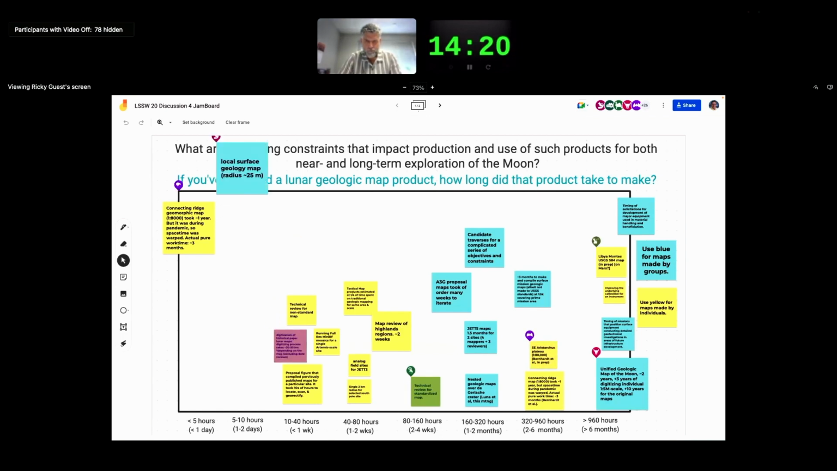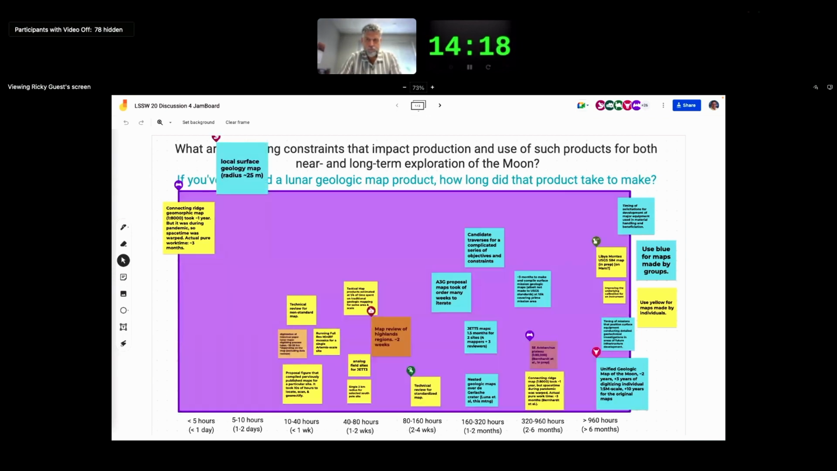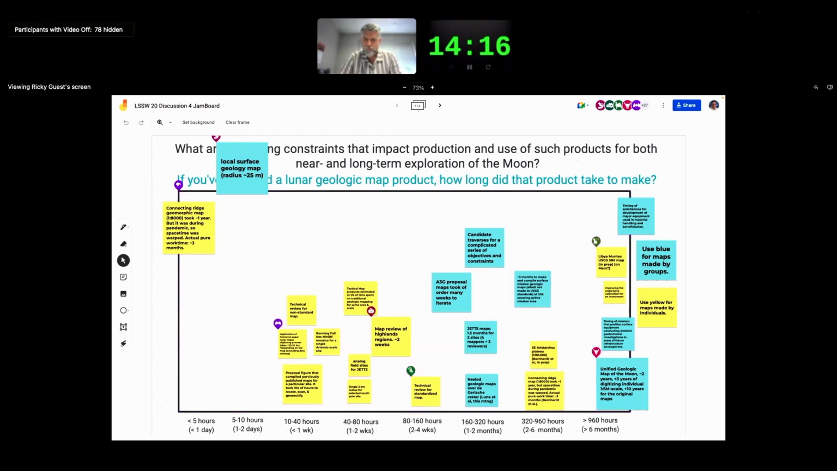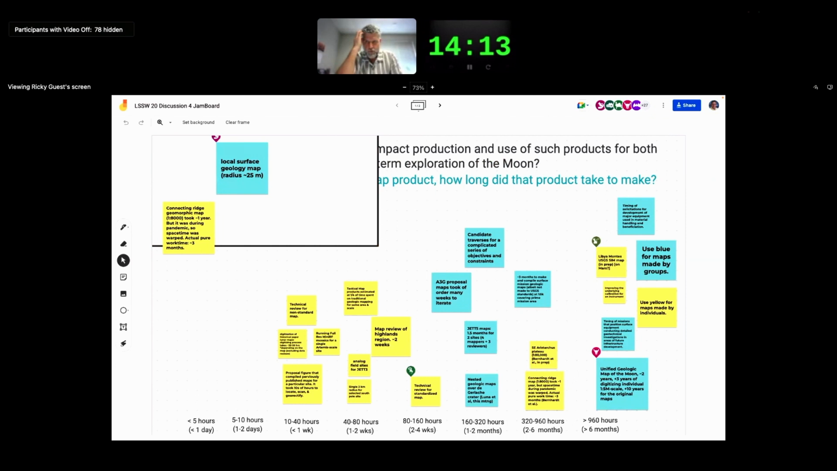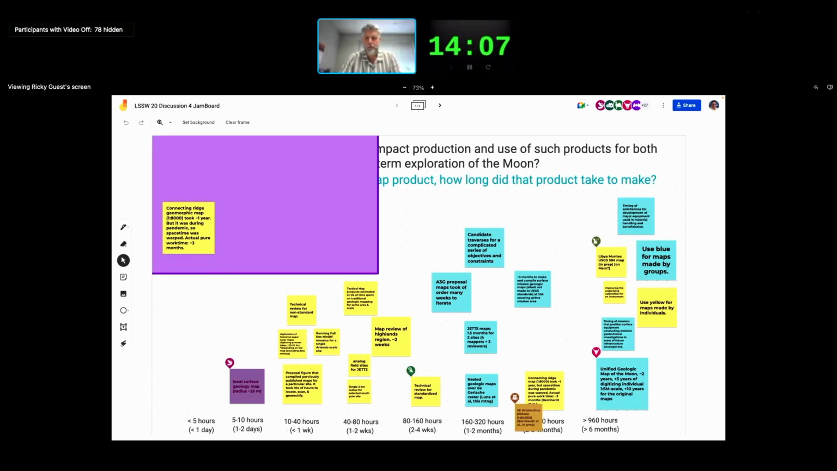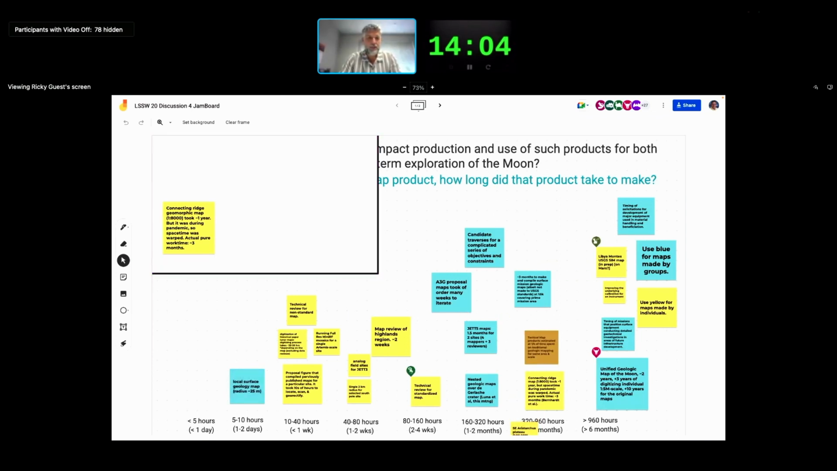Susanna, I will put yours in on our Jamboard. It's also really nice to see, and thanks Jeanette for coming up with different things. So yellow and blue, and so group mapping, which is easier and harder at the same time, and singular mapping. Often singular mapping is not even singular.